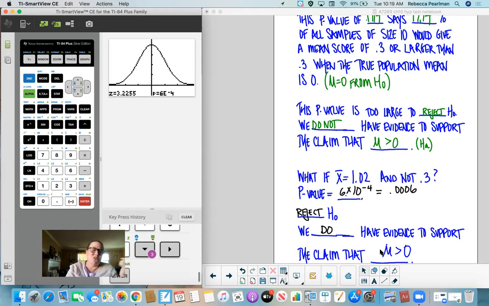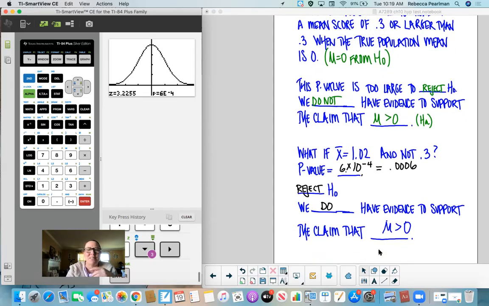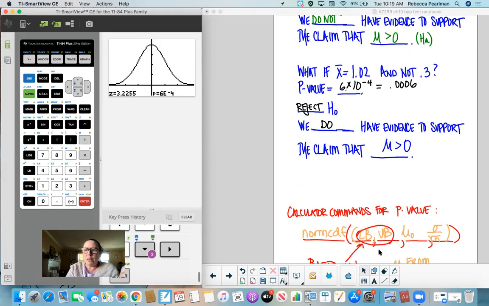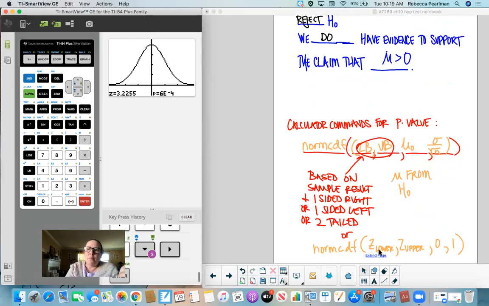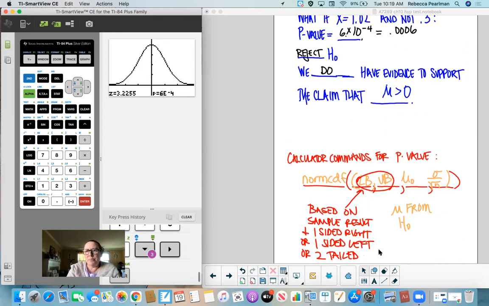Reject H0. We do have sufficient evidence to support the alternative claim, mu is greater than 0 in this case. And probably intuitively, you could have seen that. Now, if I wanted to do calculator commands for the p-value, which we will not have to do unless something crazy happens or there's just one little piece of a problem, it would be just like chapter 9.